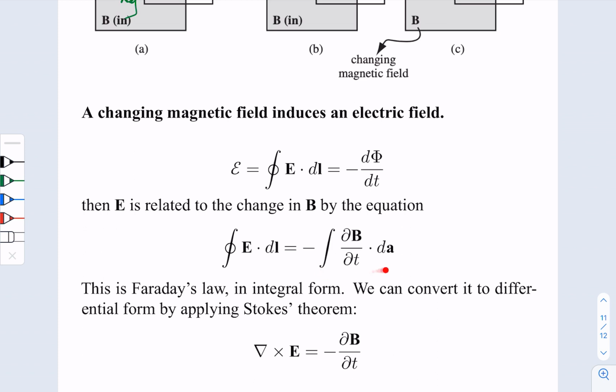what we get on the right-hand side is the integral of partial B partial t dA, and now this is already Faraday's law. However, this is an integral form of Faraday's law. We can convert that to the differential form if we use Stokes' theorem. I don't know if you still remember that Stokes' theorem can relate a closed loop integral to a two-dimensional surface integral.